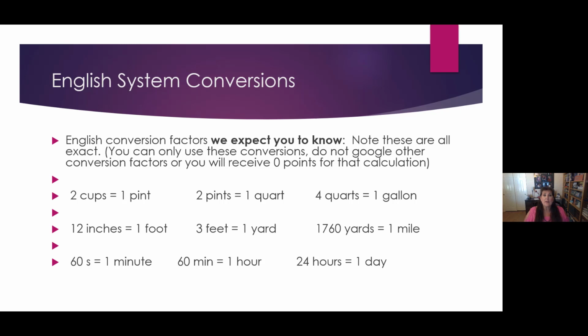So, we expect you to know these 9 English conversion factors. Note these are all going to be considered exact. And also, you can only use these 9 from the English system in this class. If you use something else, maybe something you've Googled, that's going to be 0 points. You have to use these 9 for English system conversions, nothing else. You cannot Google your own conversion factors. You'll get 0 points for that.